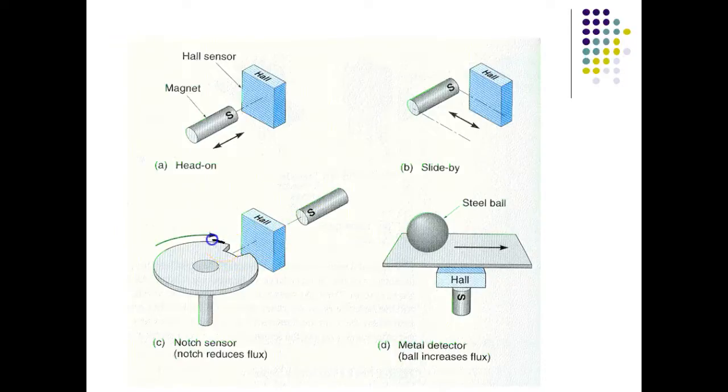Then the metal actually comes in and concentrates or changes the magnetic field. So here when it hits the gap, it would see one magnetic field. When it was over this part right here, it'd see another magnetic field, and we can use that to figure out the position of this notch.